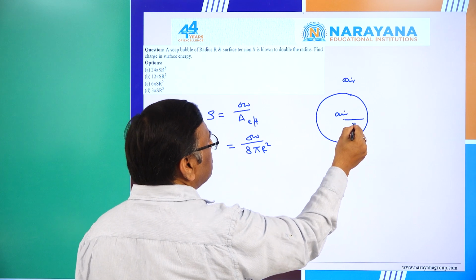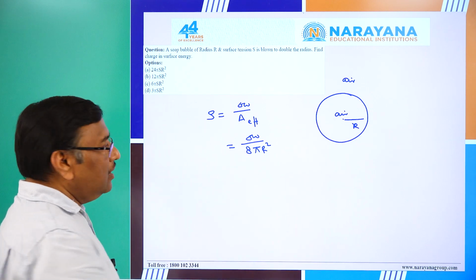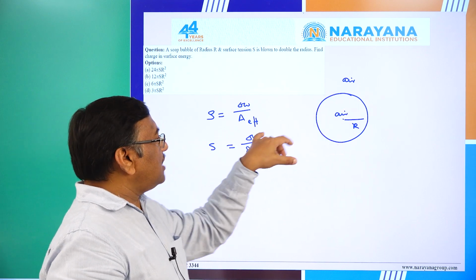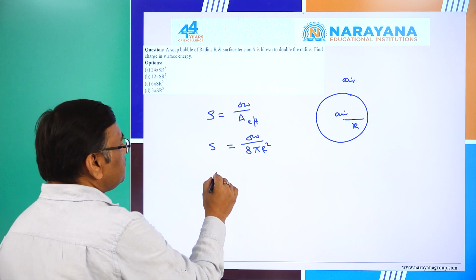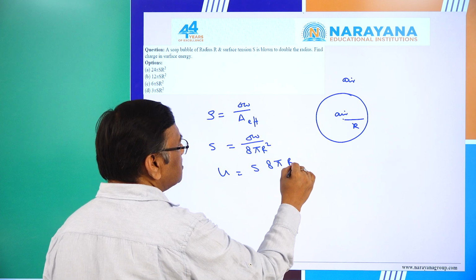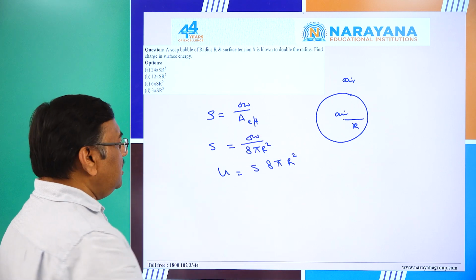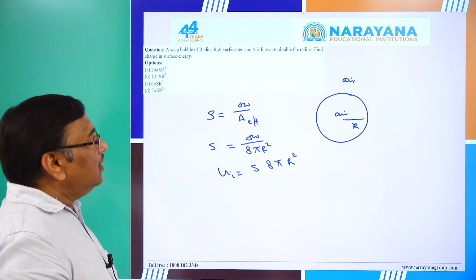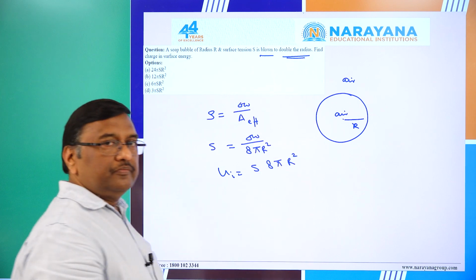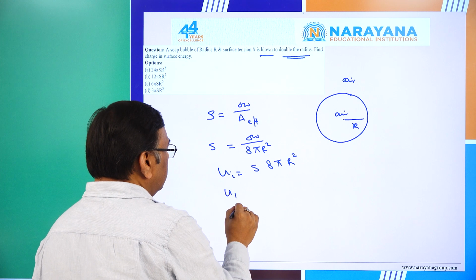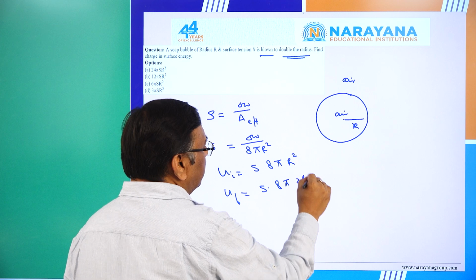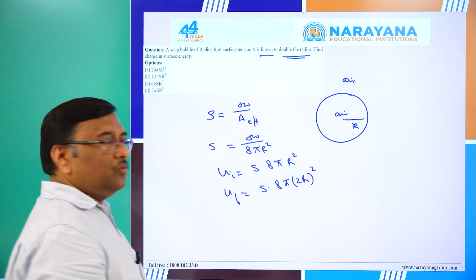If I write capital R, no issue, take it to be capital R. Once we are writing this, it is going to be S. Whatever is the work done in forming this sphere of radius r is nothing but its energy. So my energy of the soap bubble is going to be S into 8 pi r square. Isn't it so simple? So my initial energy is going to be this only. Now you are saying you have to blow in such a way that my radius becomes double. If my radius becomes double, my U final will become S into 8 pi into 2r whole square.